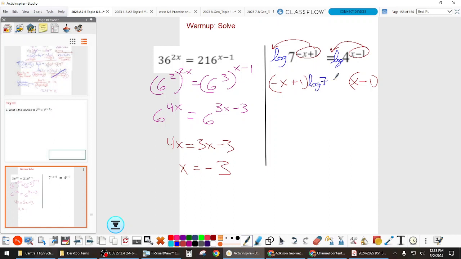Now remember, log of 7 and log of 4, those are both just numbers. So functionally, those could just be like 2 and 3 or something. Right? It's just a number. Which means our next step should be to distribute.